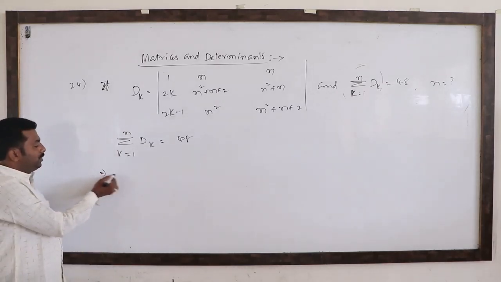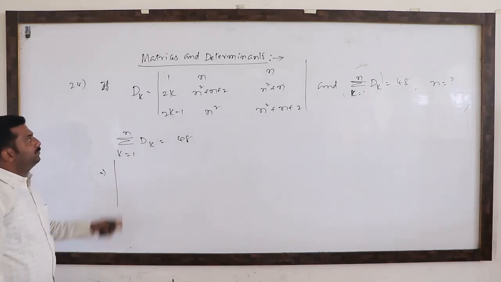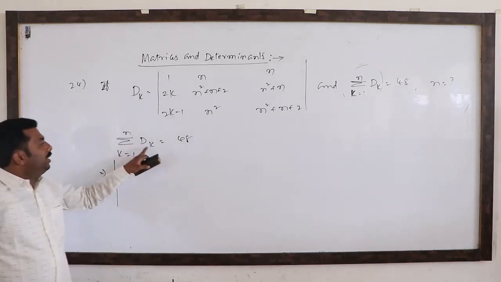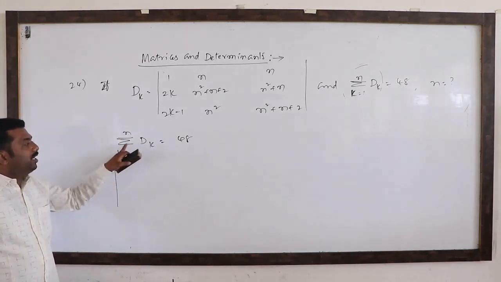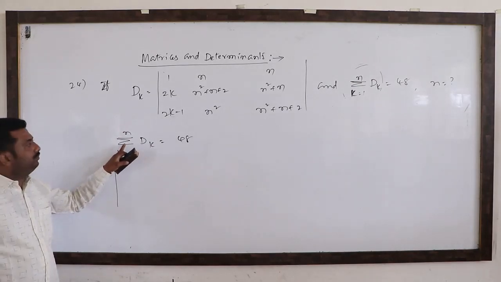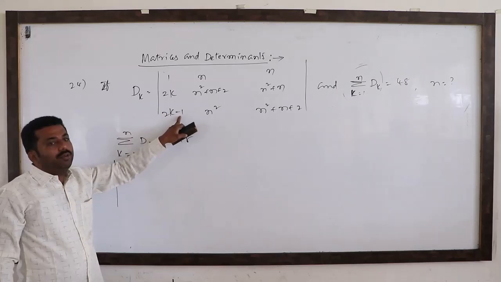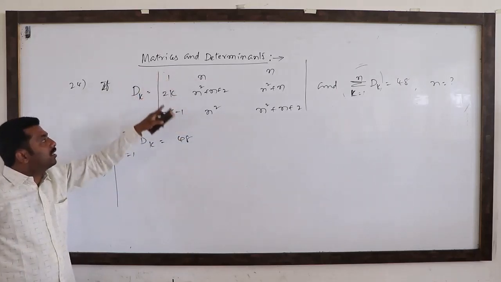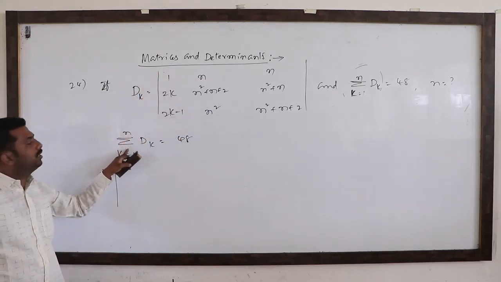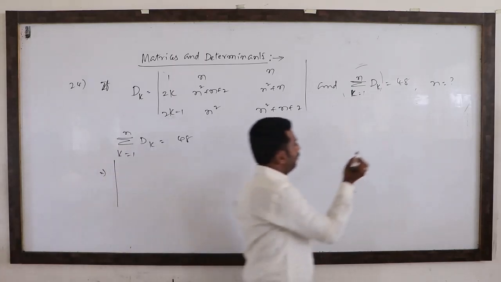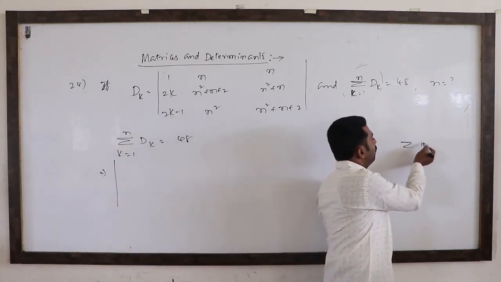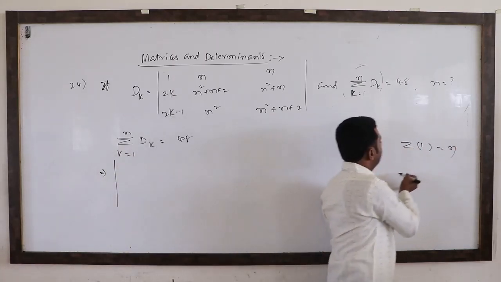So from this you observe, summation Dk means wherever k is there, only there we should apply summation. So if you observe here, 1, 2k minus 1, means along the first column only we should apply summation. First I will write the values. First column, summation 1 means n.